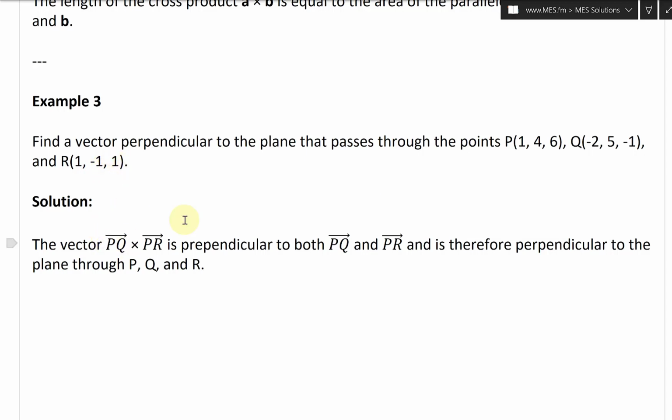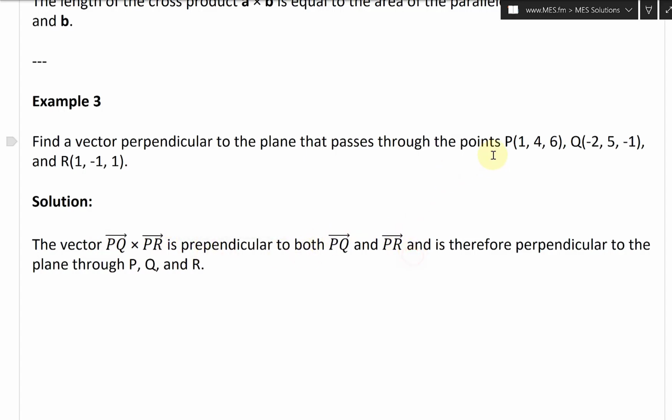So look at the vectors PQ and PR. The cross product PQ cross PR is perpendicular to both PQ and PR, and is therefore perpendicular to the plane through P, Q and R. So again, we were asked to find a vector perpendicular to the plane through these points, and one way is obviously the cross product.